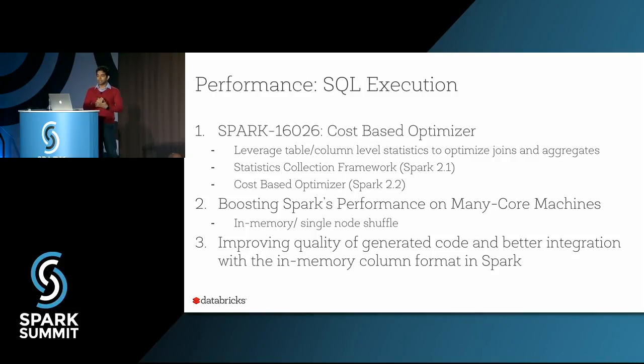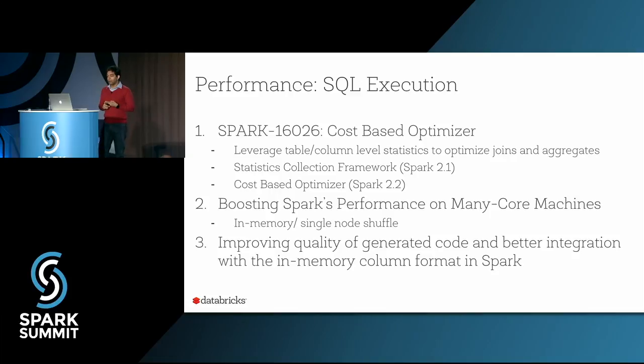The SQL execution engine itself has three really exciting initiatives that are going to make their way into Spark 2.2 and 2.3. First of all, as you might have heard in the talk yesterday, SPARK-16026 adds support for a cost-based optimizer in Catalyst, which will be able to leverage table and column level statistics to optimize joins and aggregates. Examples might include picking the right join type or join reordering by figuring out the cardinality of many of these operators. As part of this, in Spark 2.1, the community has already integrated the statistics collection framework, and there have been considerable efforts toward integrating the cost-based optimizer in Spark 2.2.